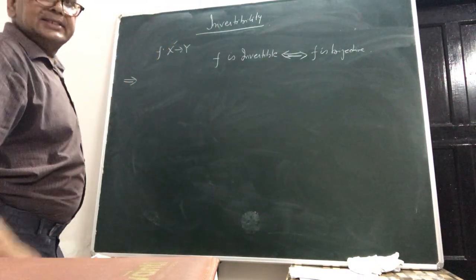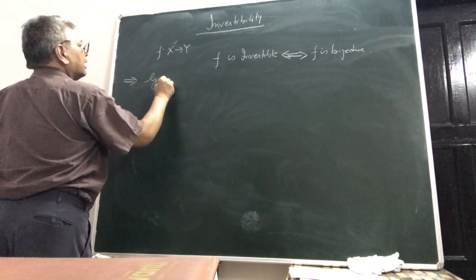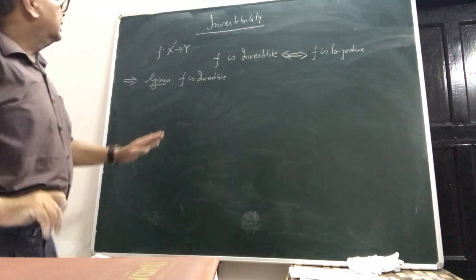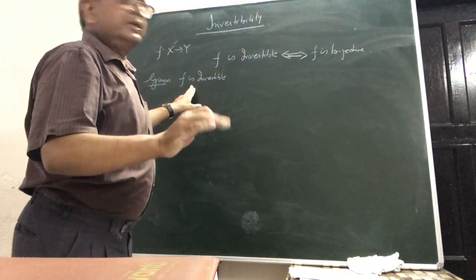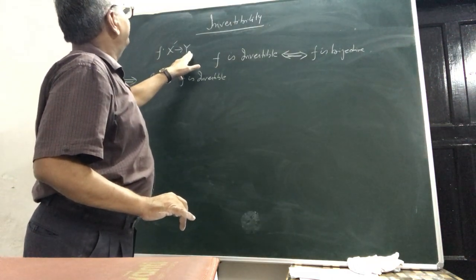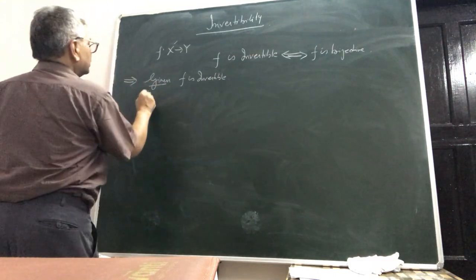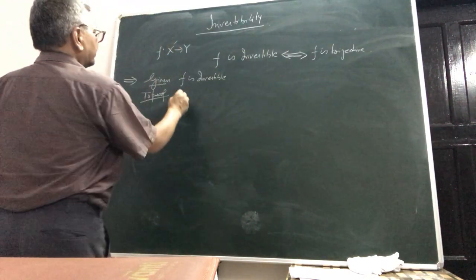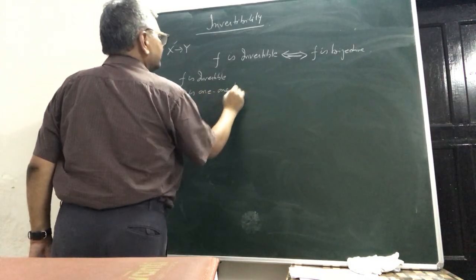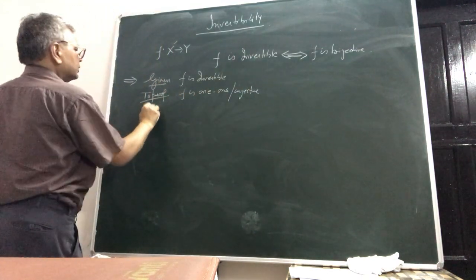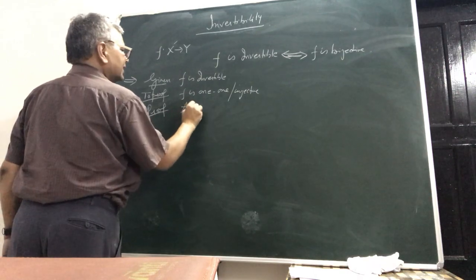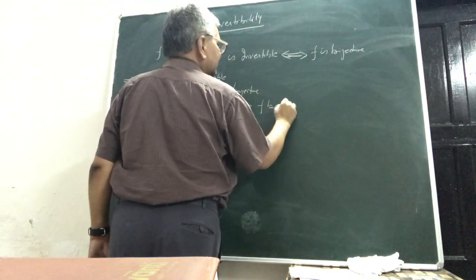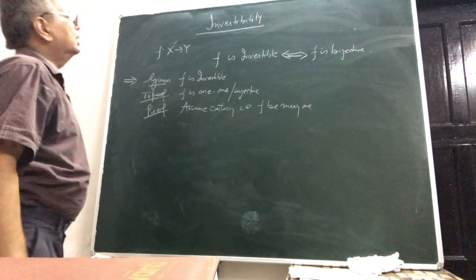So let us see. What is given? Given is that f is invertible, which means there exists a function f inverse such that f inverse of f is I_X, and f of f inverse is I_Y. To prove, initially we will prove that f is one-one, and then we will prove that f is onto. So first we prove f is one-one, or injective. Proof: you assume the contrary. Assume the contrary, that is, f is many-one.